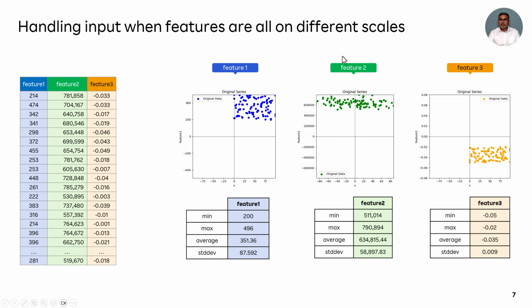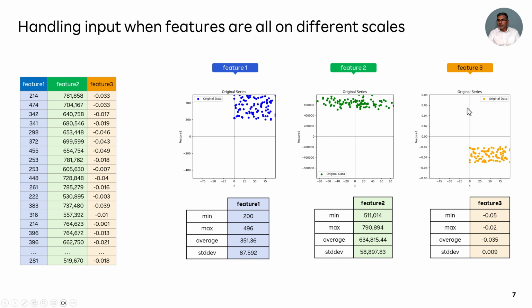Now, the features that are represented in green are in the top left and right quadrants, and they have a range of values from 511,000 to a maximum of 790,894, with an average of about 634,815.44. And as you see, both in terms of its distribution as well as the range of values, the green is very different from the blue.